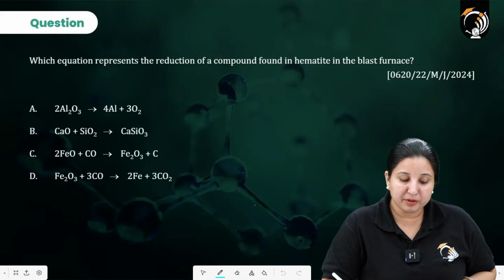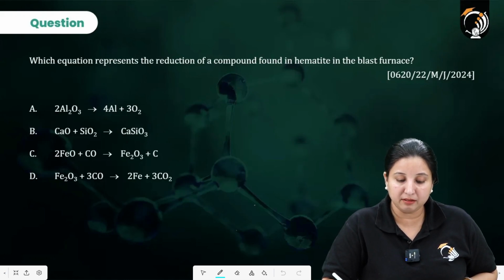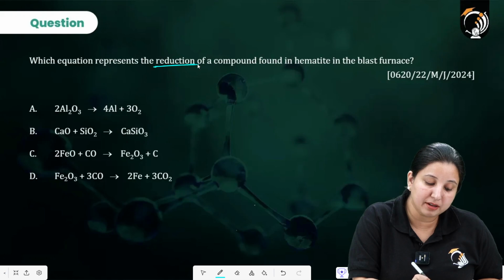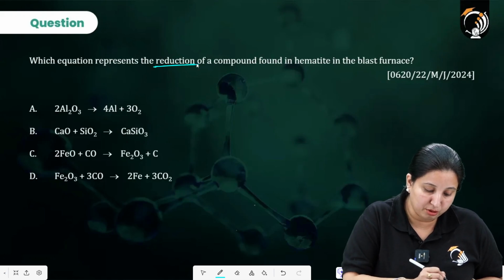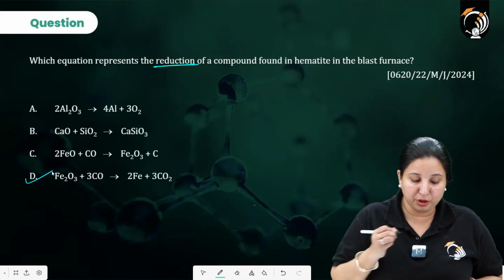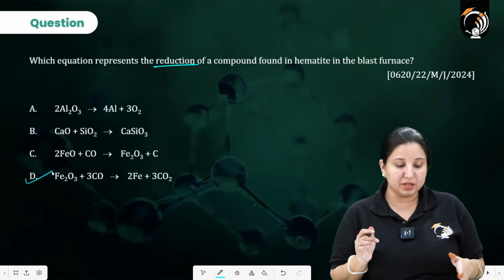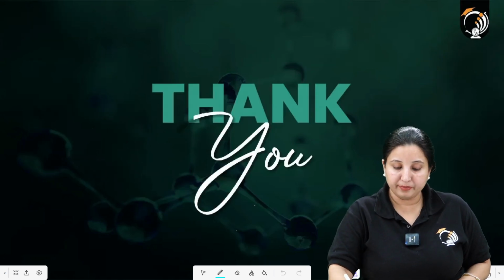Then which equation represents the reduction of the compound found in hematite in the blast furnace? Now what is the meaning of reduction? Reduction means the removal of oxygen. So over here, the equation D is going to be our answer, because the carbon monoxide is converting into carbon dioxide and it is making the iron oxide into iron.